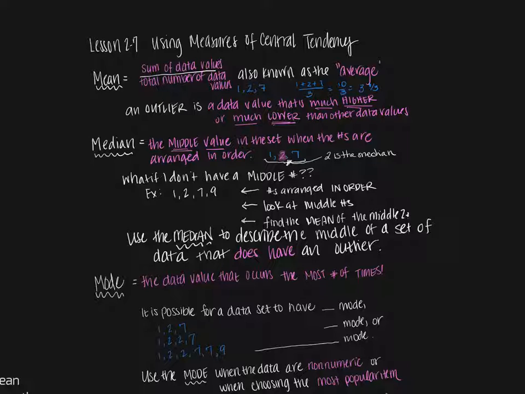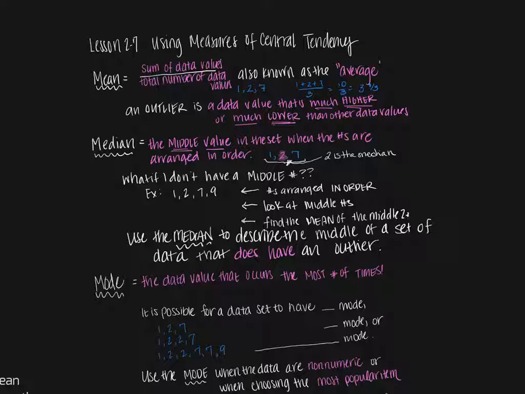All right, the next thing that I need you guys to see here is that my 7 is way bigger than my 2 and my 1. My 7 is an outlier. An outlier is any data value that is much, much higher or much lower than my other data points. 1 and 2 are kind of similar. They're close by. 7 is way out. 7 is my outlier.